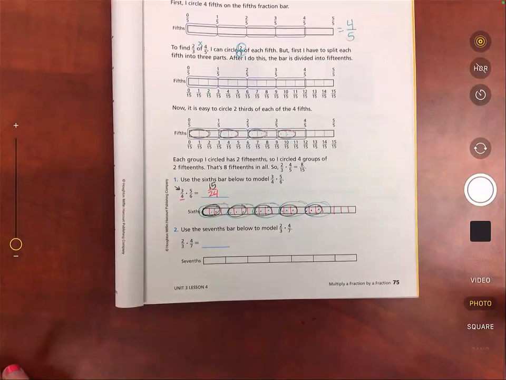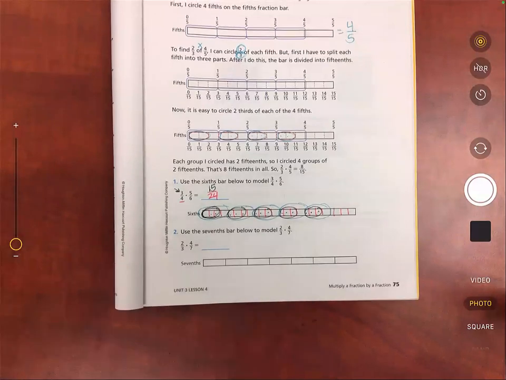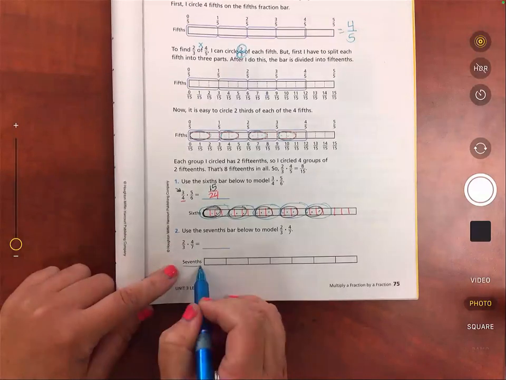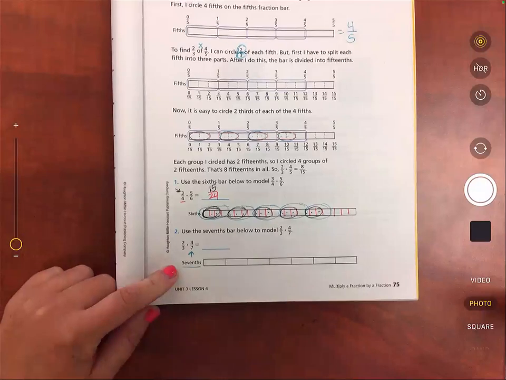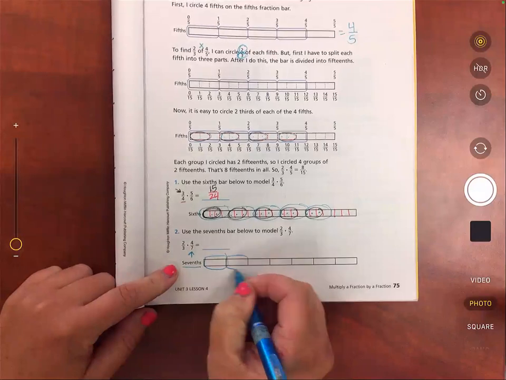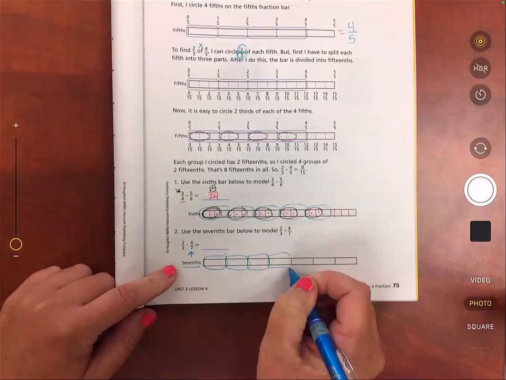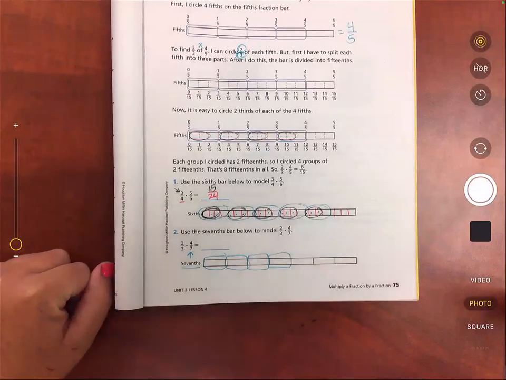Okay, I'm going to talk my way through number 2. If you think you've got it, go ahead and work ahead and just check your work with me as you're doing it. So for number 2, we're using a 7ths bar. That means I'm going to start with this fraction right here, my 4/7, and I need to circle 4 of those 7ths that they gave me. 3 and 4, 4/7. Okay, so I'm finished with the 4/7.